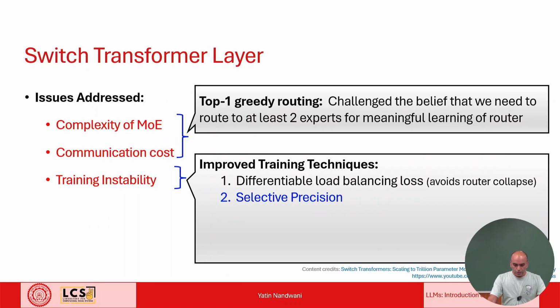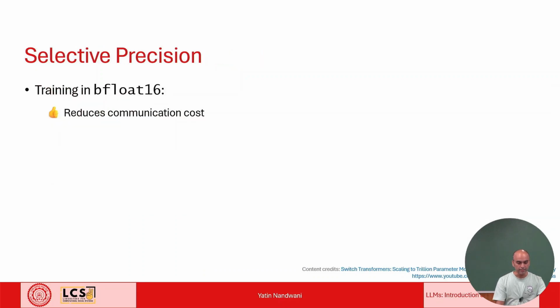Okay. Another improvement that they make is selective precision. Again, I will quickly go through this because these are all empirical experiments that they did, but this result is very interesting. Typically when we are training these models, we train in bfloat16, which reduces the memory footprint by half. Instead of using floating point 32, we use bfloat16.